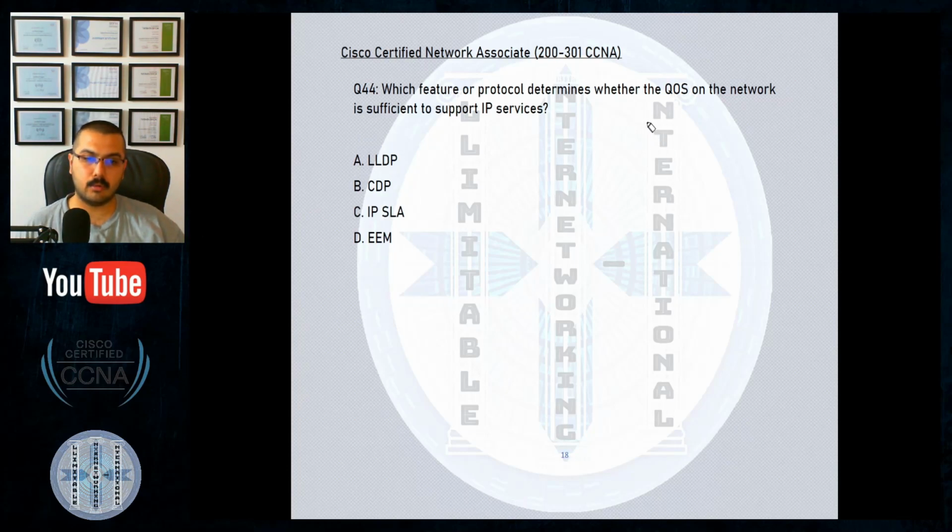Which feature or protocol determines whether the quality of service on the network is sufficient to support IP services?